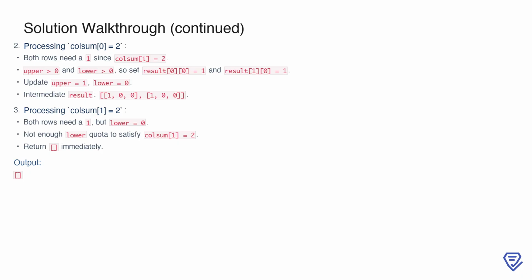However, when we move to colsum[1], which is also 2, we encounter a problem. Both rows would need a 1 again, but lower is already 0. This means it is impossible to satisfy colsum[1], so we immediately return an empty array. The output for this example is therefore an empty matrix, represented as an empty array.